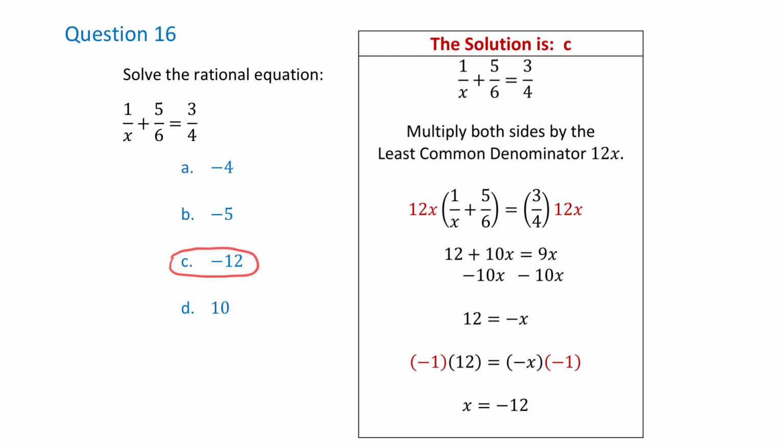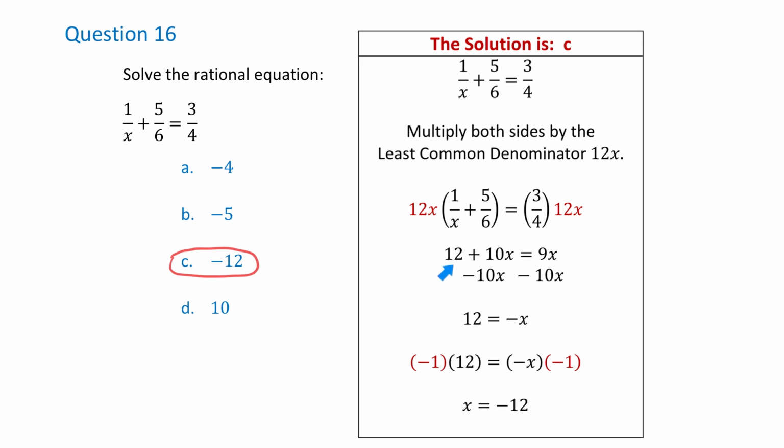Then on the left side, 12x times 1 over x equals 12 because x and x cancel. Next, we multiply 12x by 5 over 6, and 12 divided by 6 is 2, so now we have 2x times 5, which makes 10x. On the right side, 12x divided by 4 is 3x, and 3x times 3 is 9x.